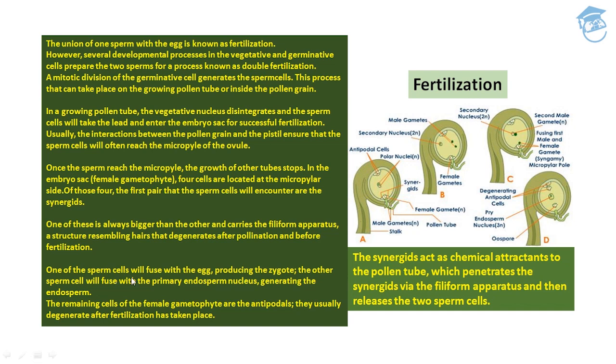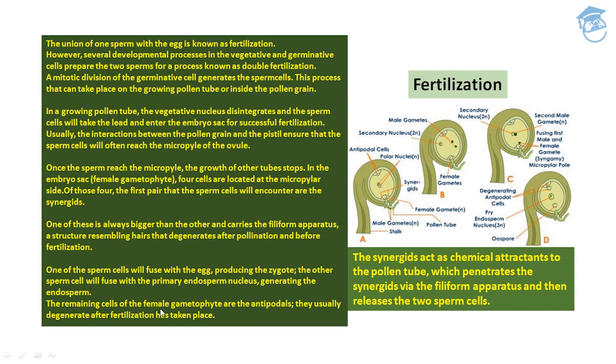And one of the sperm cells will fuse with the egg, and thus it produces the zygote, which is 2n, that is diploid, and the other sperm cell will fuse with the primary endosperm nucleus, and thus it generates endosperm. So endosperm provides nutrients to carry out the metabolic activity of the embryo. Okay, so there are two sperm cells. One fuses with the egg and produces the zygote, and the other fuses with the primary endosperm nucleus and generates endosperm.